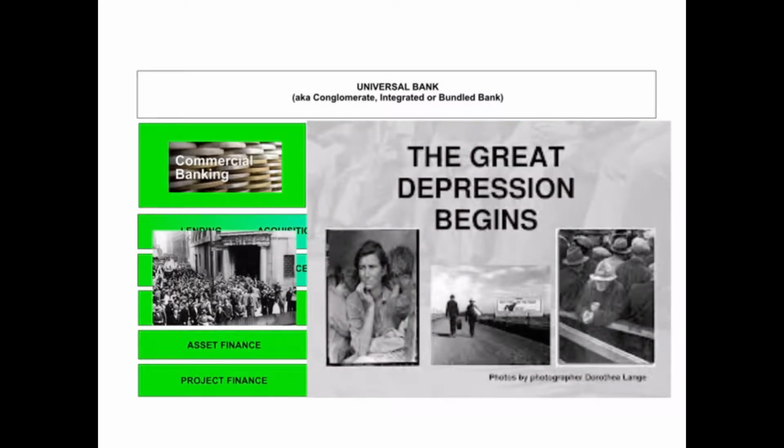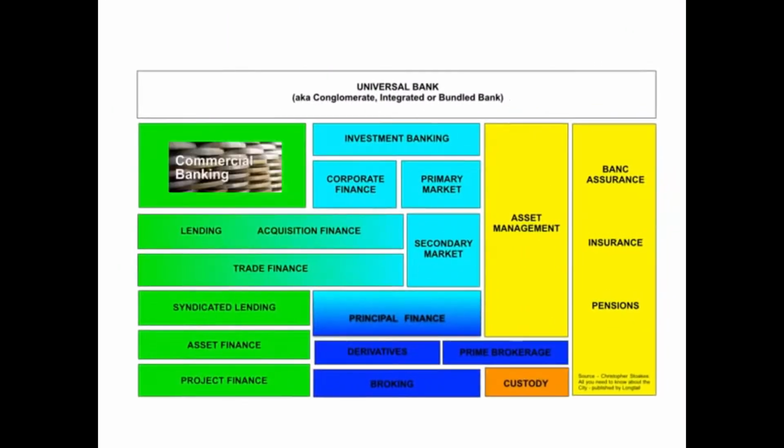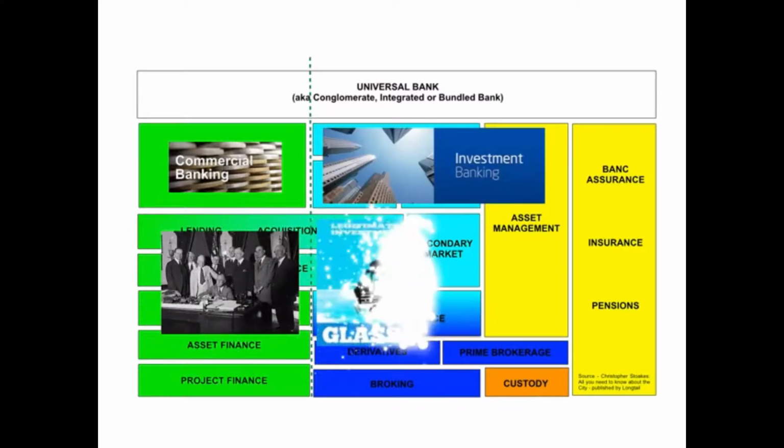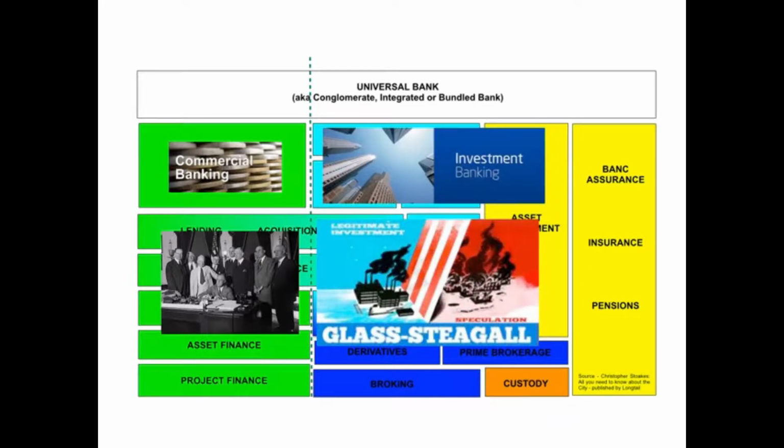In order to prevent this happening again, the commercial banks were separated from the investment banks. The Glass-Steagall Act was introduced in the early 1930s. This separated commercial banks from investment banks, effectively saying that banks could either take depositors' money and use that money to make loans, or they could assist their clients in accessing the debt and equity capital markets, but not both.